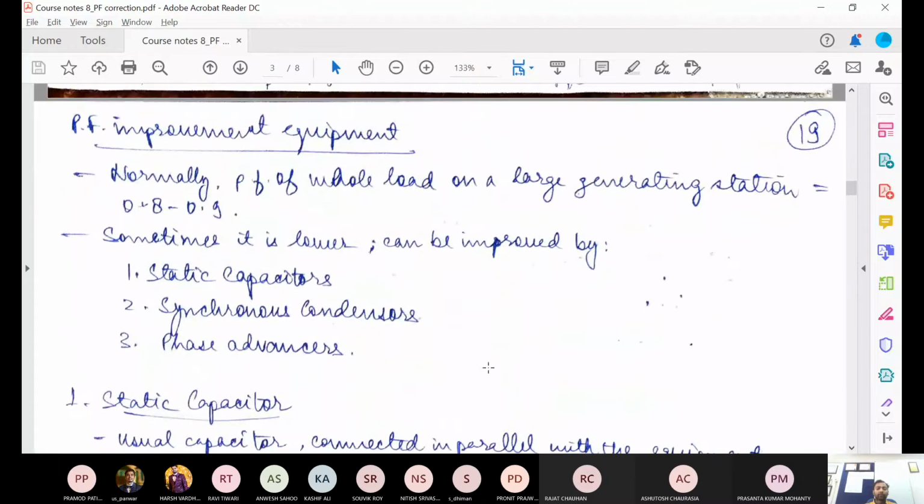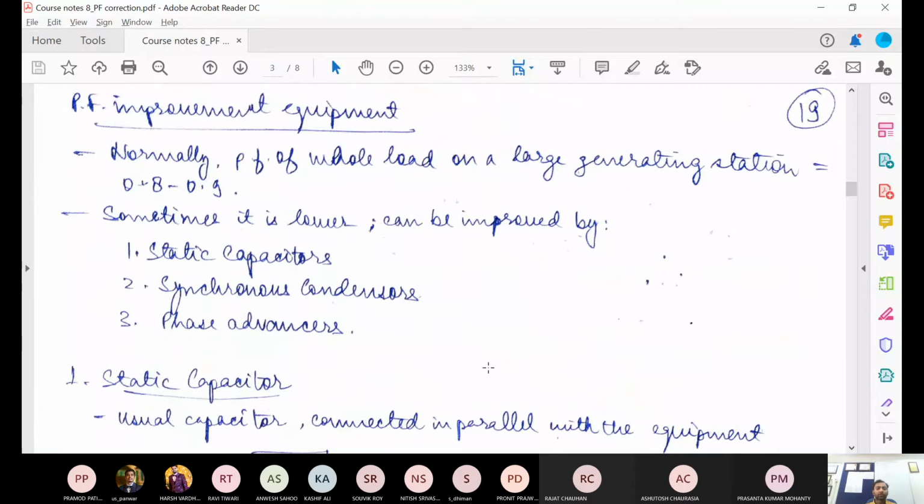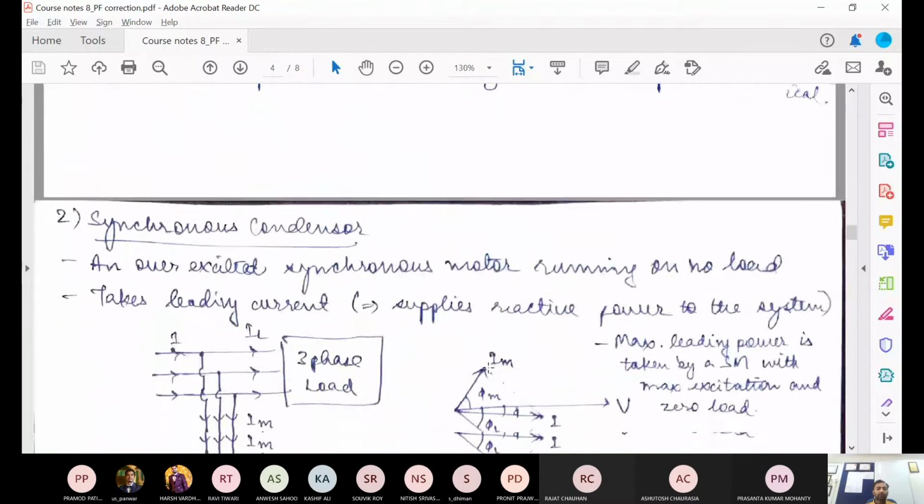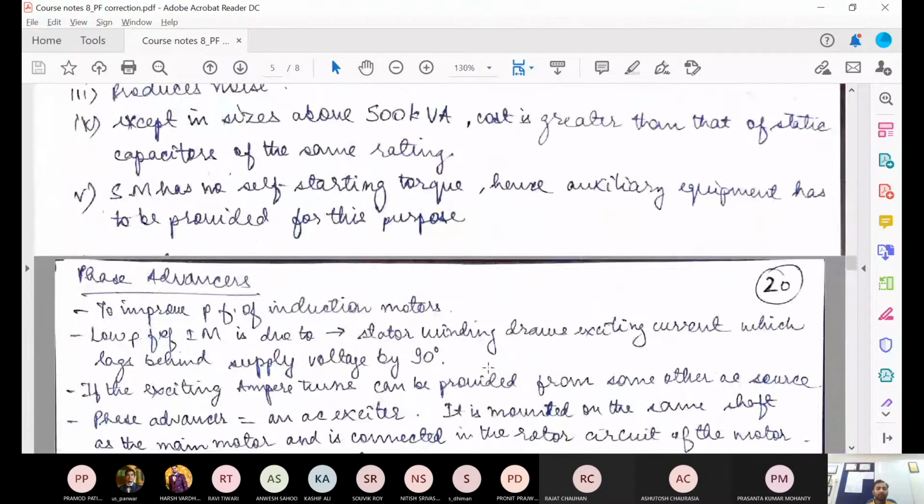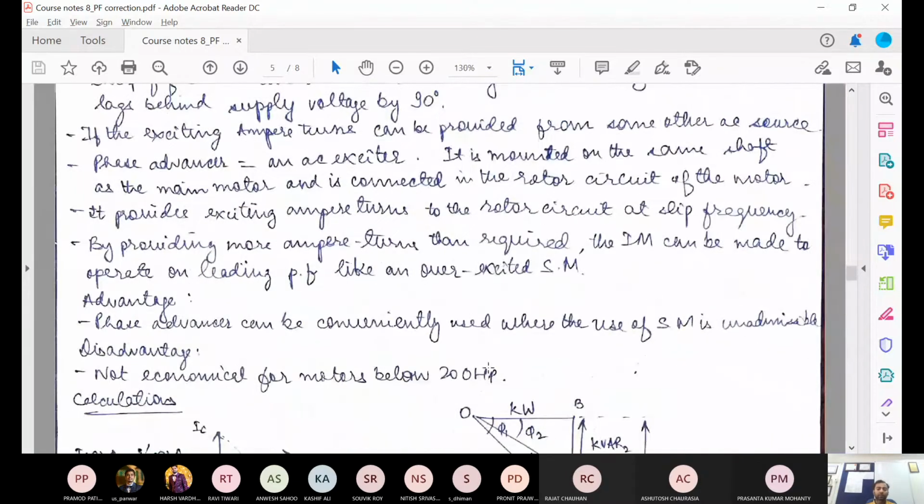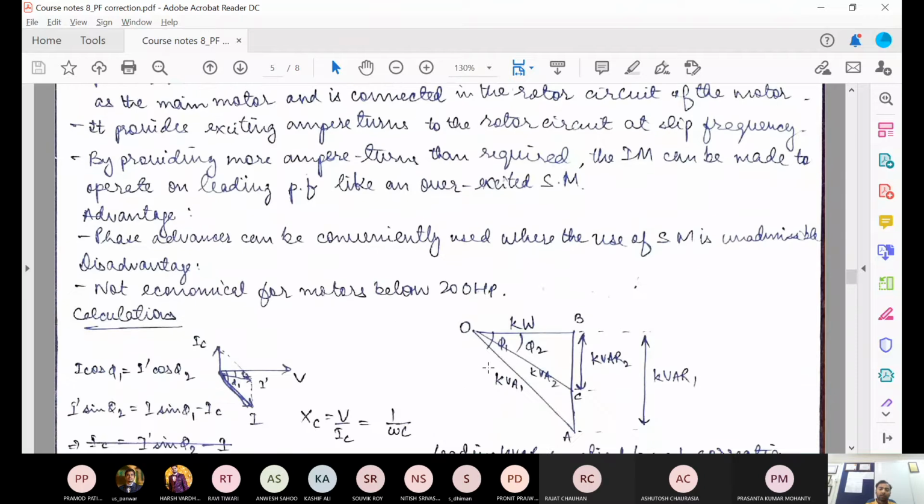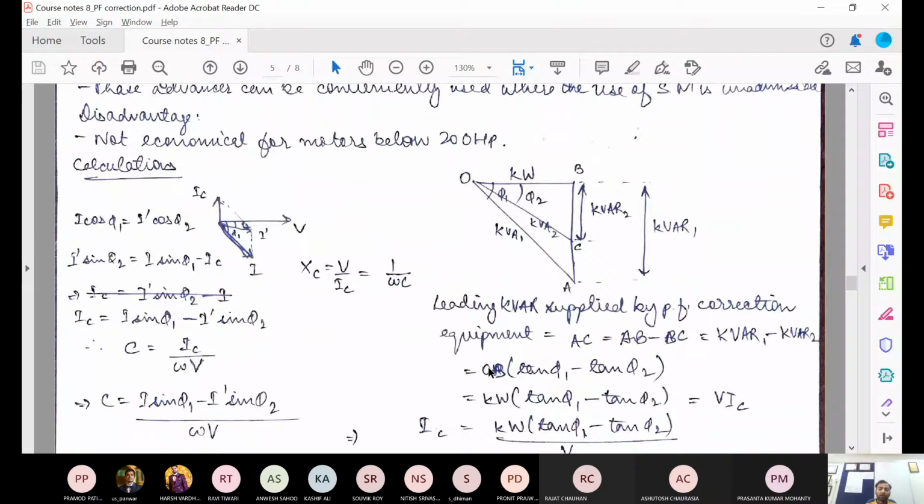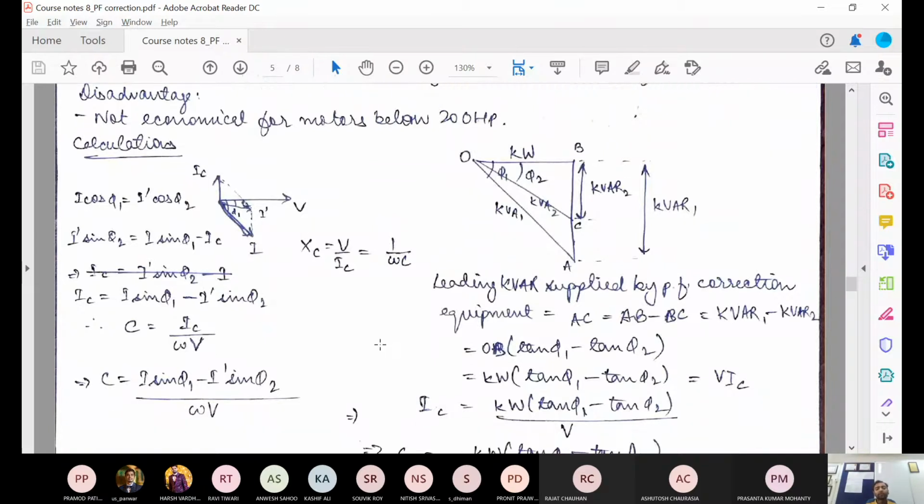And then we looked at some of the equipment which is used for power factor improvement, like the static capacitor, synchronous condenser, and then the phase advancers and their advantages and disadvantages. So let's continue our discussion ahead, and we will look at some of the analysis related to this in today's class. So some calculations we will look at, which we will be using for one of the tutorials we will be doing on this same concept.